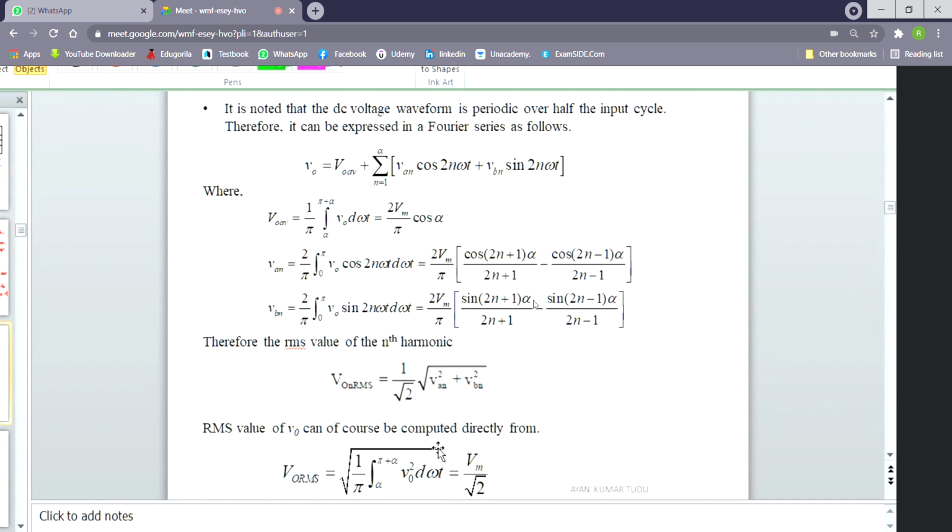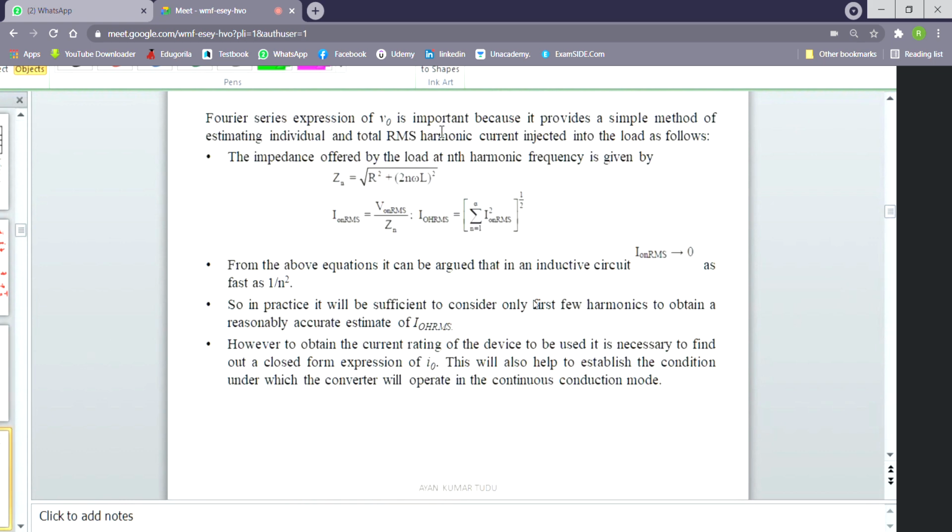Now why is this Fourier series expression of V0 important? It is important because it provides a simple method of estimating the individual and the total harmonic current injected into the load. It provides a simple method of estimating individual and total RMS harmonic current. What is the effect? We'll be seeing it later.